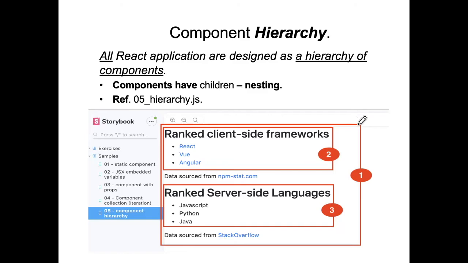So the outer box here represents my component at the top of the hierarchy. And it looks like it has 2 child components that it uses. And it also seems to generate some of its own JSX. So it has a mixture of JSX and use of other components within the outer component's JSX.